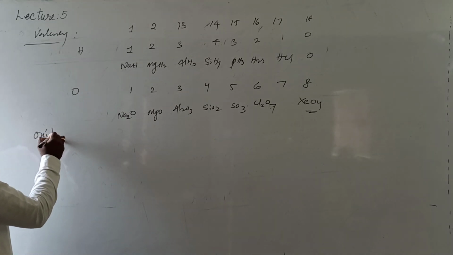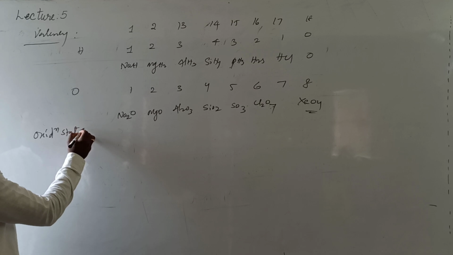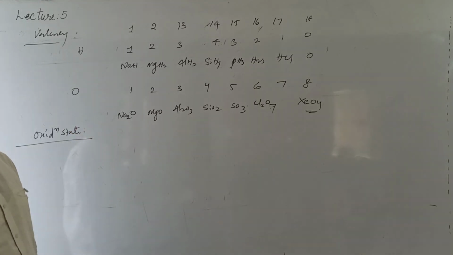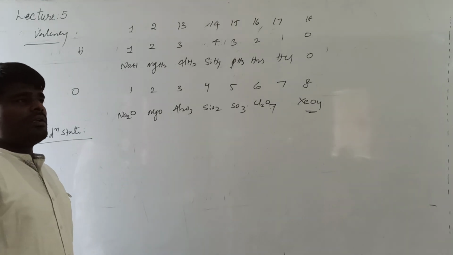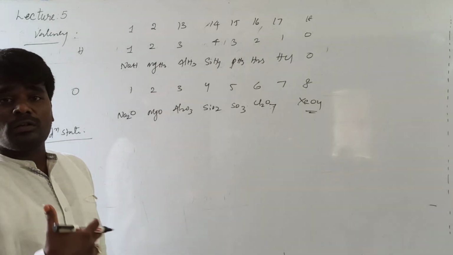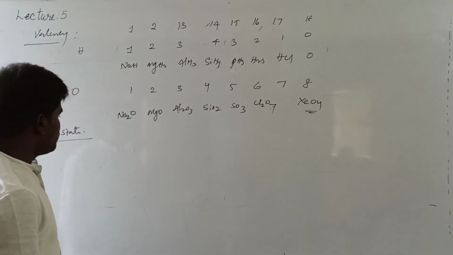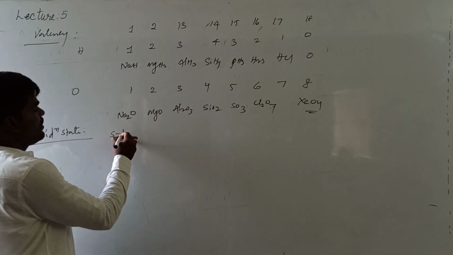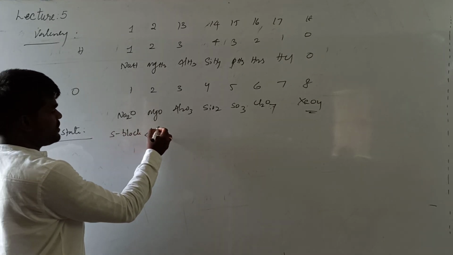And the next important property is oxidation state. What is oxidation state? It is the number of electrons lost or gained by an atom, or it would be the charge if the number of electrons are gained or lost by an atom. There are variable oxidation states. If you are talking about the s-block elements, they will exhibit a fixed oxidation state.